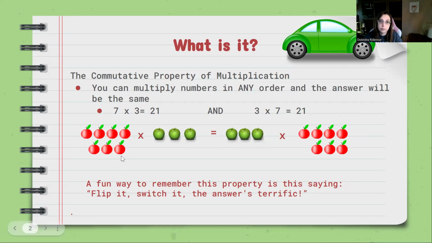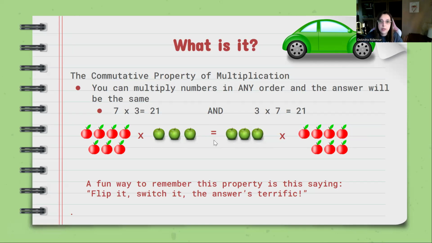Let's see how this works. Here on my screen, you see some apples, right? Let's count how many red apples we have on this picture. We have 1, 2, 3, 4, 5, 6, 7 red apples. Now we're going to multiply it by how many green apples? 1, 2, 3. Good. 7 red apples times 3 green apples. And that equals, can anybody tell me? Right, it equals 21.